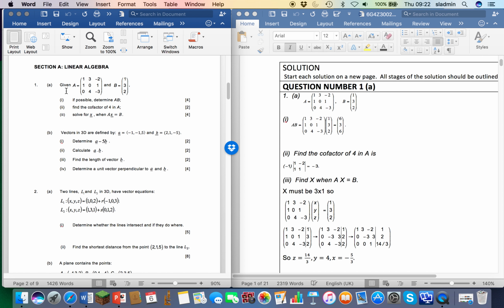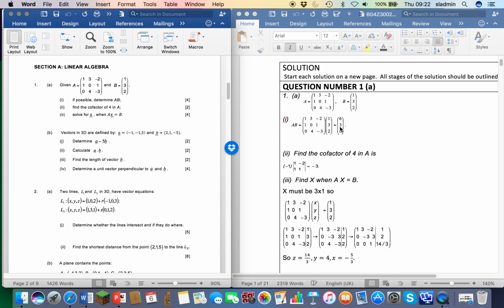For question 1a, we're given 2 matrices A and B and want to determine, if possible, A times B. Now A is a 3x3 matrix and B is a 3x1 matrix, so we can multiply these 2 matrices together. To get the element in row 1, column 1, we multiply row 1 by column 1. So we'd have 1 plus 9 take away 4, which is 6.